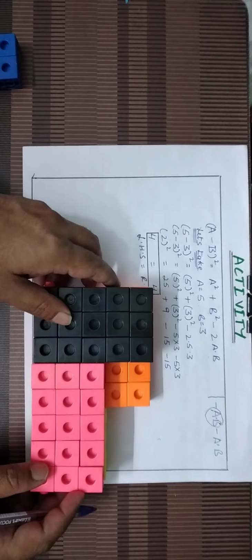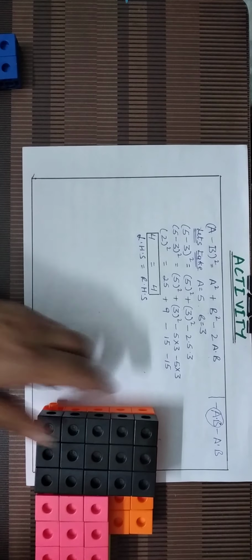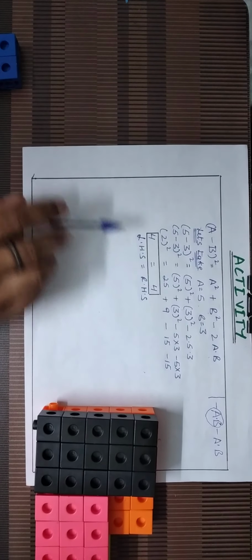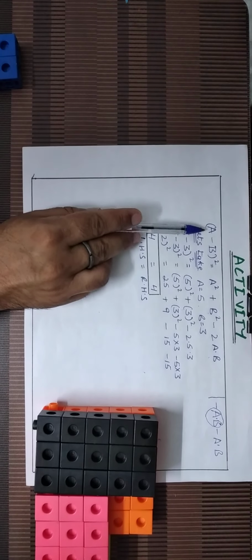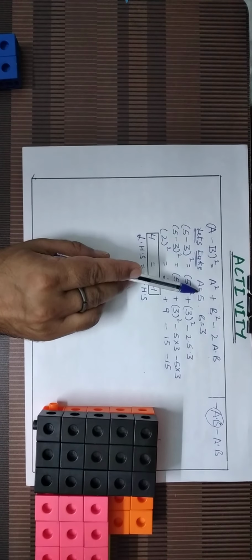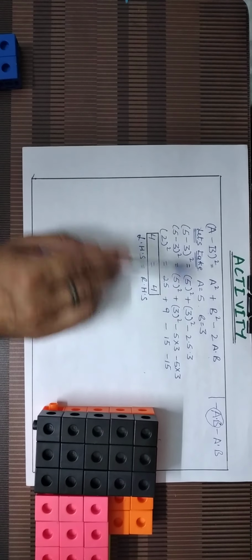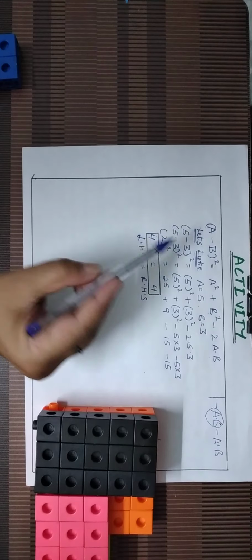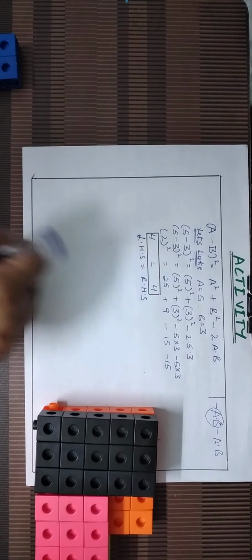So by this activity we have got the value of the right hand side as 4. Or we can say that it is a square of 2. This is my right hand side, and the value here is 4. Now we'll come to the left hand side. The left hand side is (a minus b) whole square, and the values we have taken are 5 and 3. So (5 minus 3) square is equal to 2 square. It means we have to take here a square of 2.